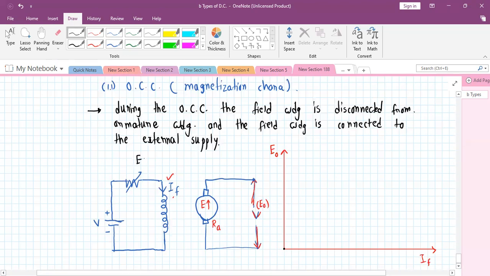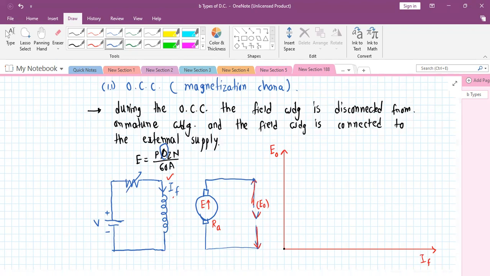We know the equation we have derived: E = PϕZN/60A. Here, if the flux is 0, why is the flux 0? Because the field current is 0, then the EMF will be 0. But remember that we are discussing which machine?